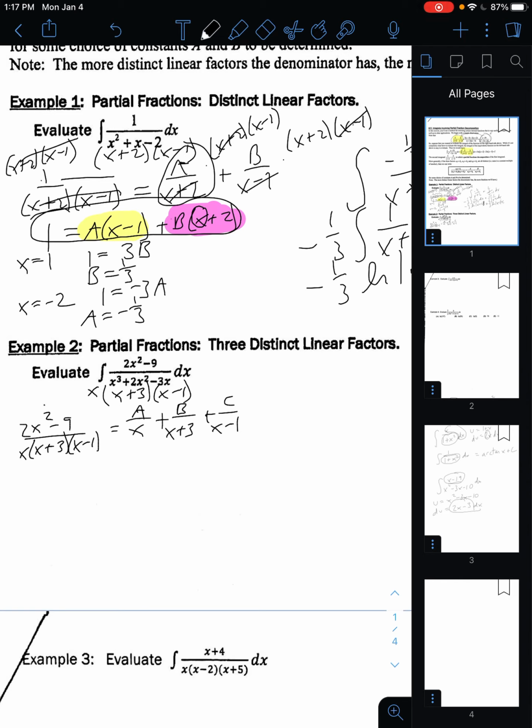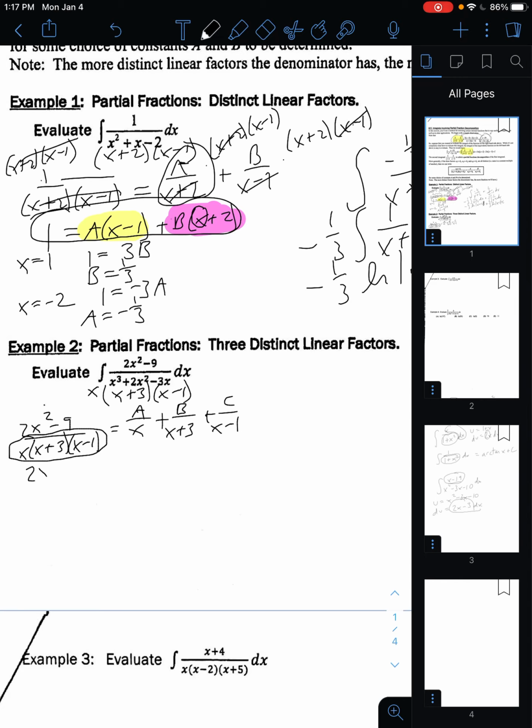Okay, so this is the point now where I want to clear all these fractions. I want to multiply everything in this equation by x, x plus 3, x minus 1. Basically, I want to multiply everything by this denominator right here. And we don't have to write that out. That'd be a lot to write out, and it gets messy. So we can kind of do some of this in our head.